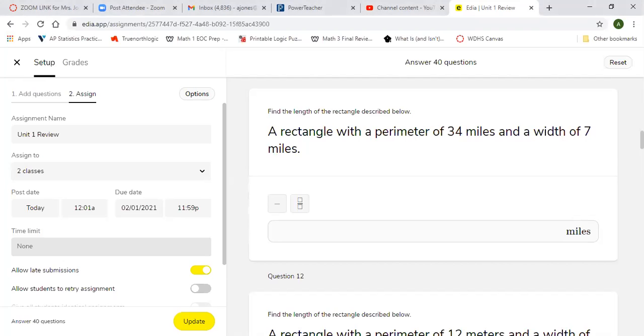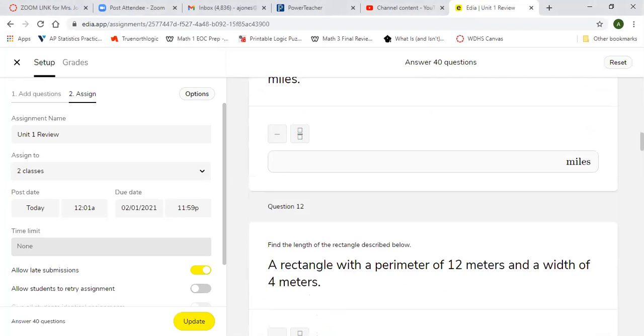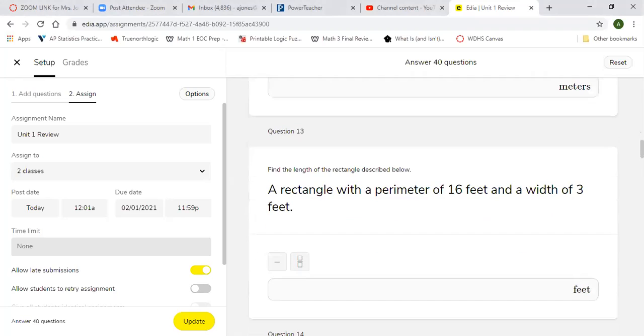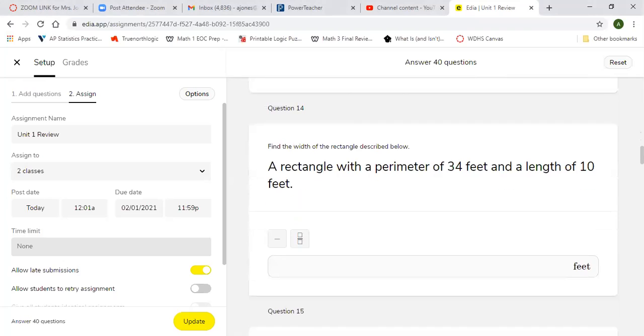We have a rectangle with perimeter 12. We're again trying to find the length, so this one's the same, so I'm going to skip over it. This one says find the width. It's the same thing, okay? So a rectangle, perimeter is 34. Length is 10, and we're looking for the width.